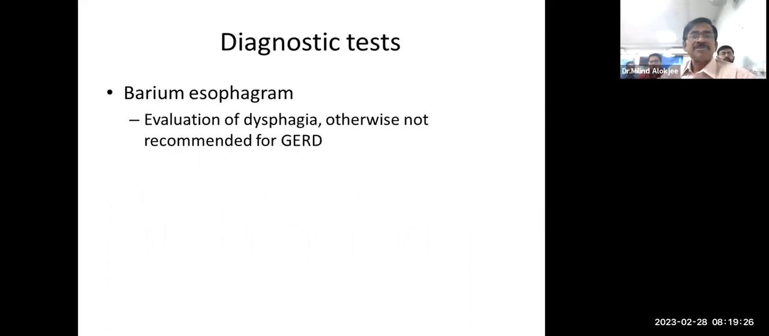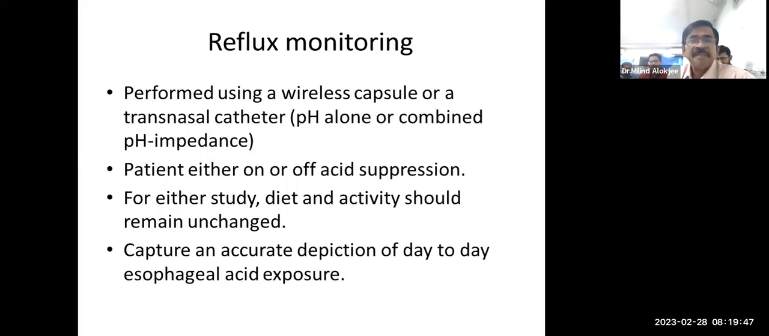What is the role of barium esophagogram? Barium esophagogram is not diagnostic of gastric reflux disease. This is indicated in situations where the patient has dysphagia. Otherwise, apart from dysphagia, when the patient may have a peptic stricture, you can do a barium esophagogram for diagnosis. Otherwise, barium esophagogram is not recommended for diagnosis of GERD.